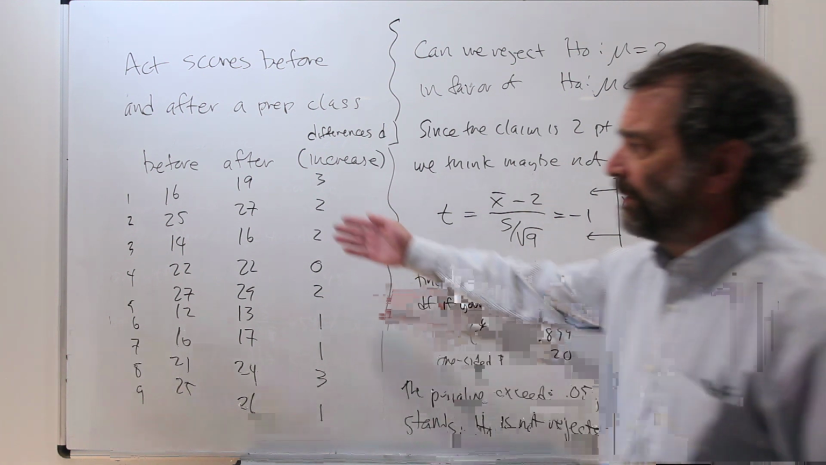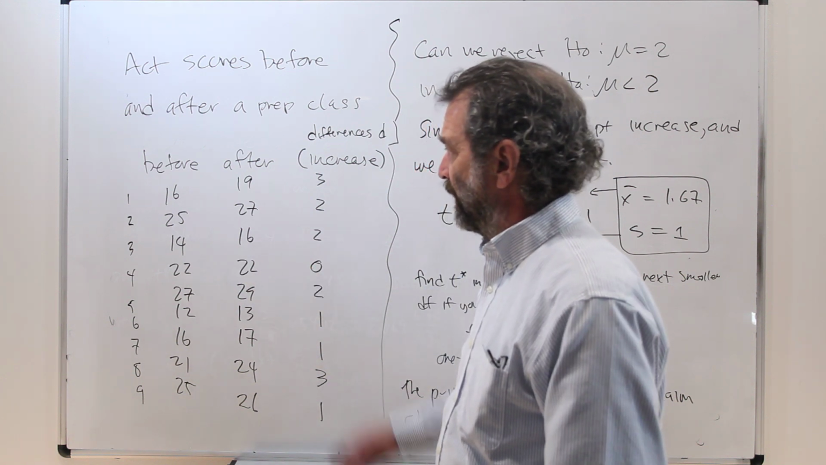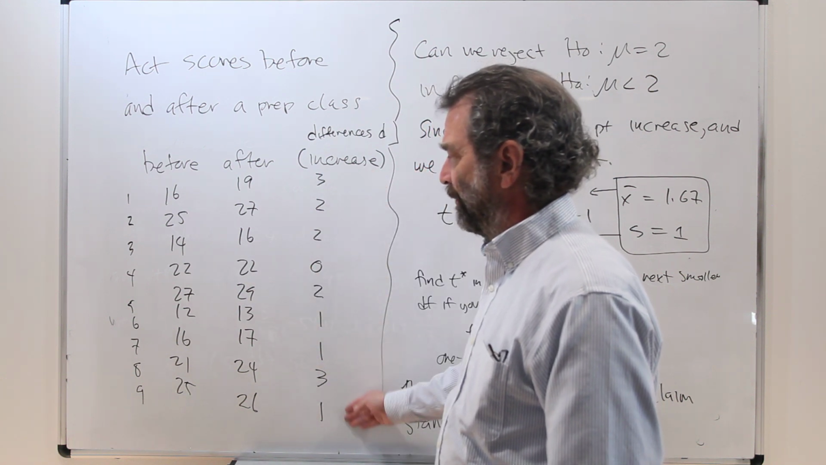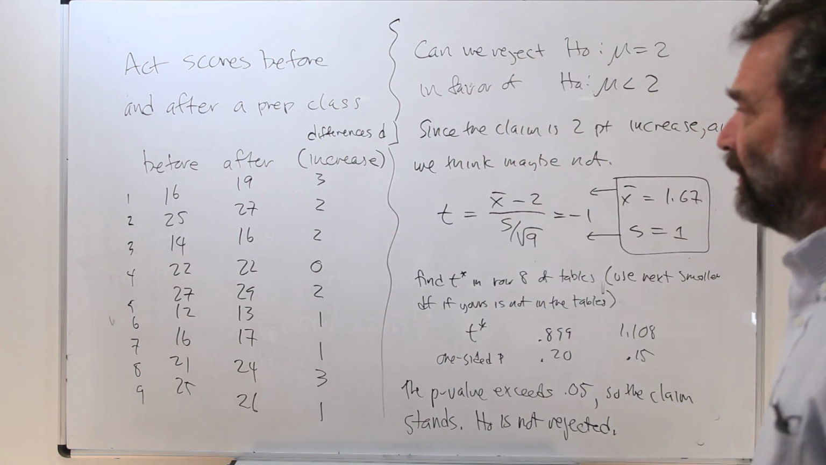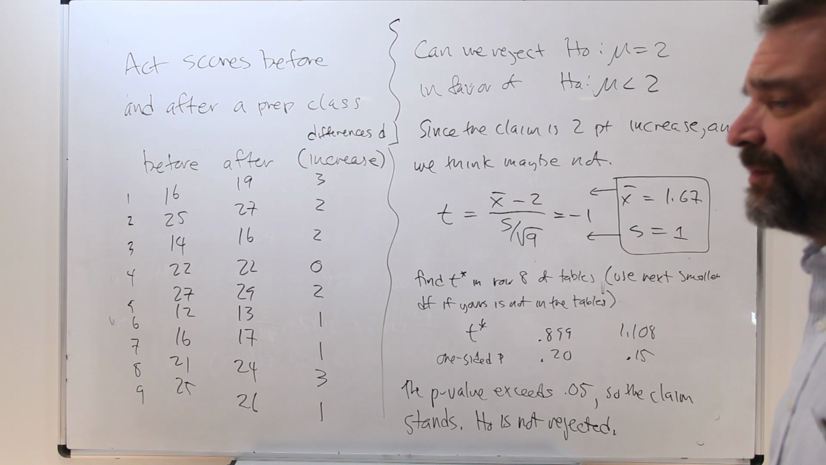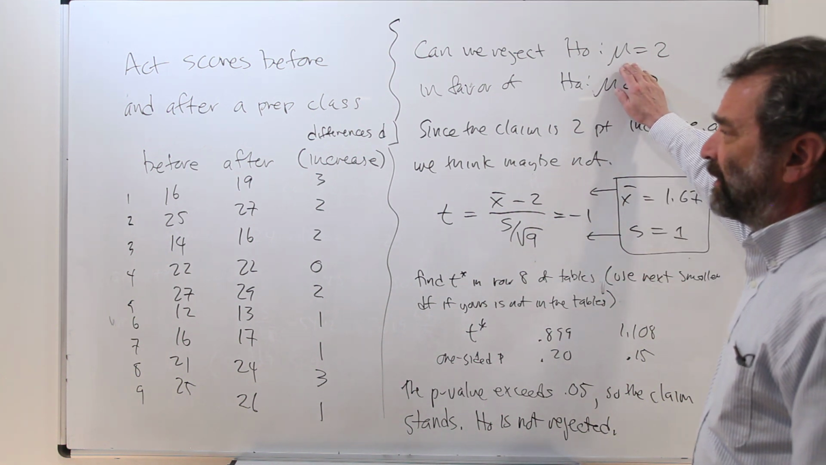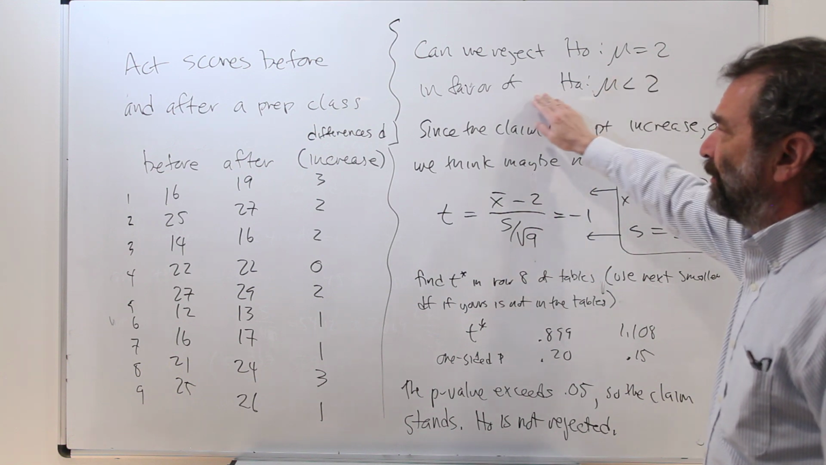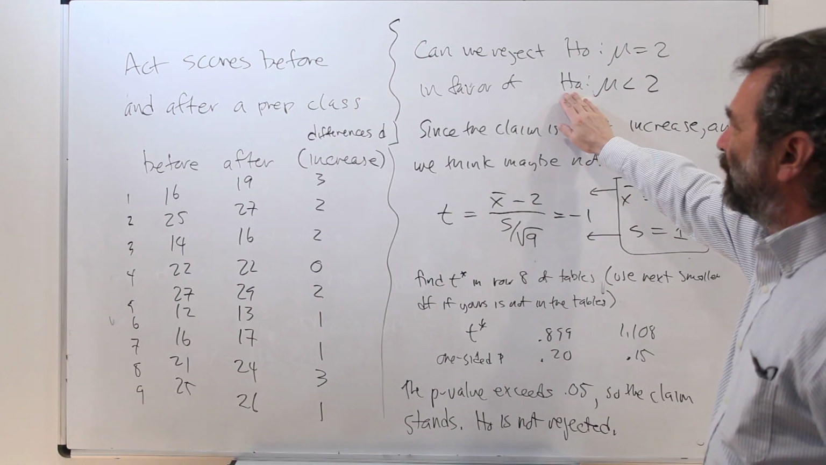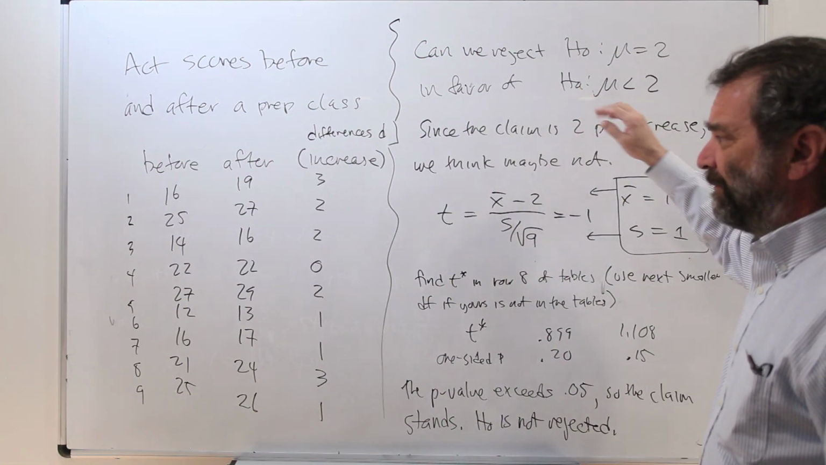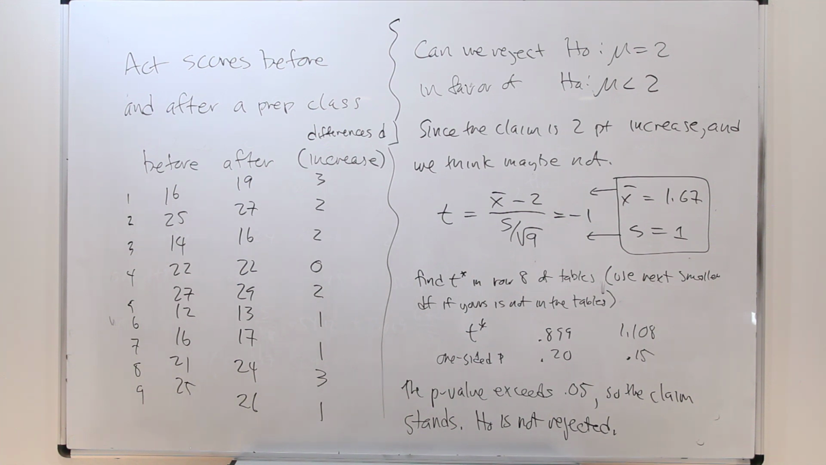So here's the stuff that's reported, before and after. And then here's the differences that we're talking about when we do matched pairs. And then we say the company advertises an average of a 2-point increase based on their test. So we'll set the null hypothesis to be mu equals 2. And we're wondering, is it just not quite that good? Because they might be overstating their case. So we'll take for the alternative, the mean is less than 2 on average, because we think maybe they're overstating their claim.